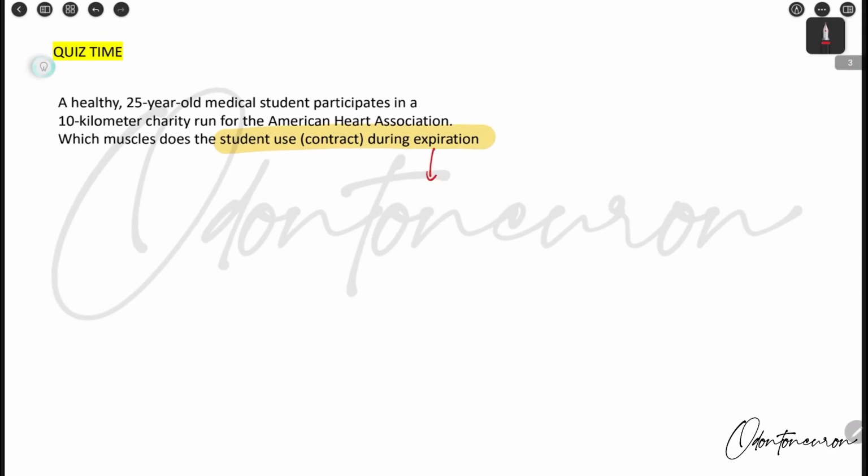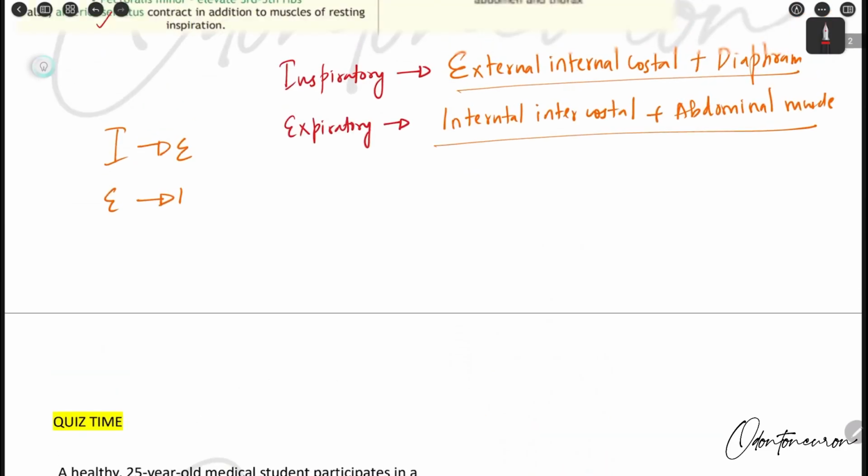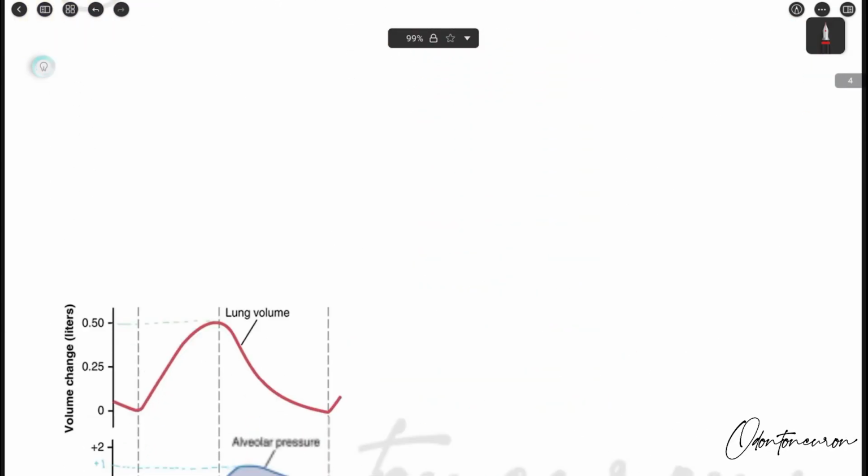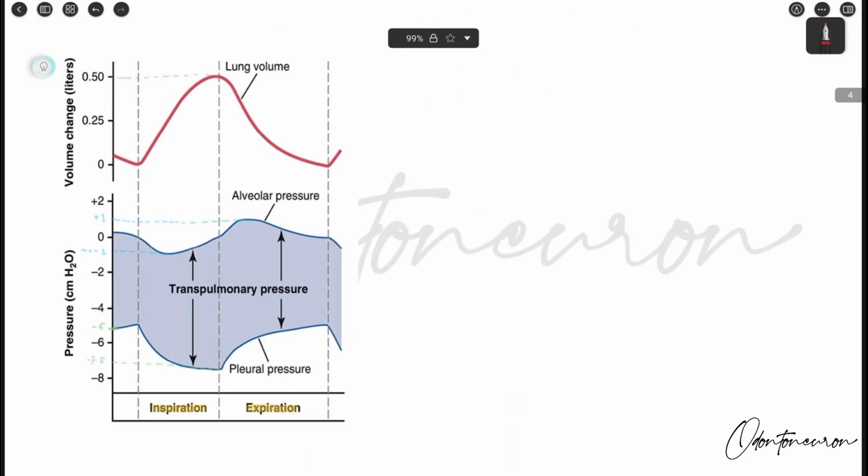We saw E is I, right? Opposite, E is I. So it's internal intercostal. With internal intercostal, what is another muscle which we read? It's your abdominal muscle. So you have these two muscles taking part: your internal intercostal and your abdominal muscles during expiration. Simple. So you got to know about muscles. So the first topic is about muscles. It's over.